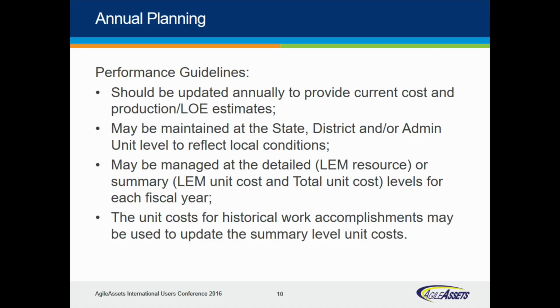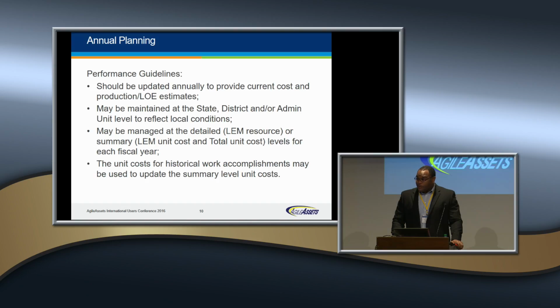So it's important that your performance guidelines be kept up to date. The actual production rates and the unit costs you use should reflect what is actually happening out on the ground. And for that reason, your performance guidelines can be managed at the state level, where you have one performance guideline for the entire state, or you can override these at the district or the admin unit level to reflect local conditions. So for instance, if I have a rural community which has very long haul distances, my performance guidelines really should reflect that, so that I basically have enough equipment at that level when I'm actually planning the work.